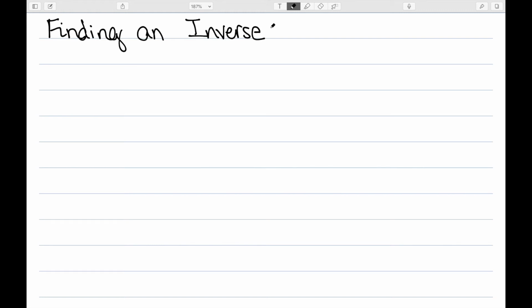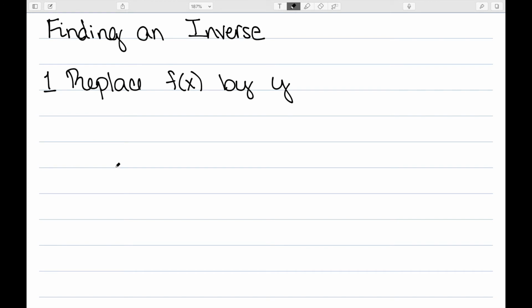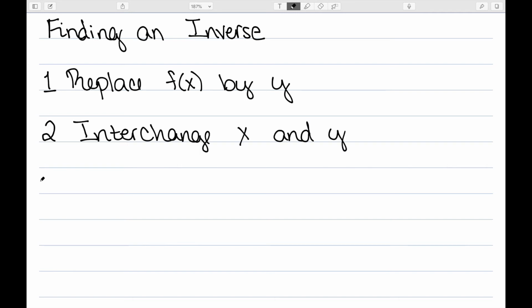Let's look at actually finding an inverse of a function f of x. The first step is to replace f of x by y. Instead of writing f of x, we should write y. The second step is to interchange x and y, so I'm just going to flip my two variables. The third step is going to be to solve that equation for y.